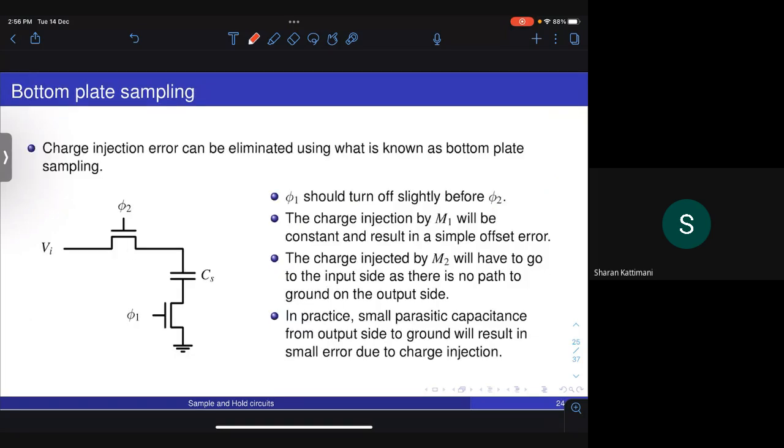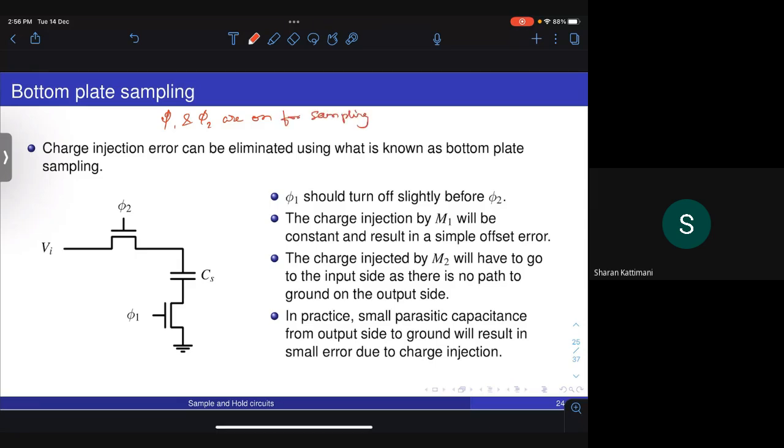Okay, there is another way of compensating charge injection, which is known as bottom plate sampling. Now, what is bottom plate sampling? It basically uses two switches again in this fashion. So what you have is a switch phi 1 and phi 2. During sampling, of course, both of them are turned on. For sampling, phi 1 and phi 2 are on during the sampling period.